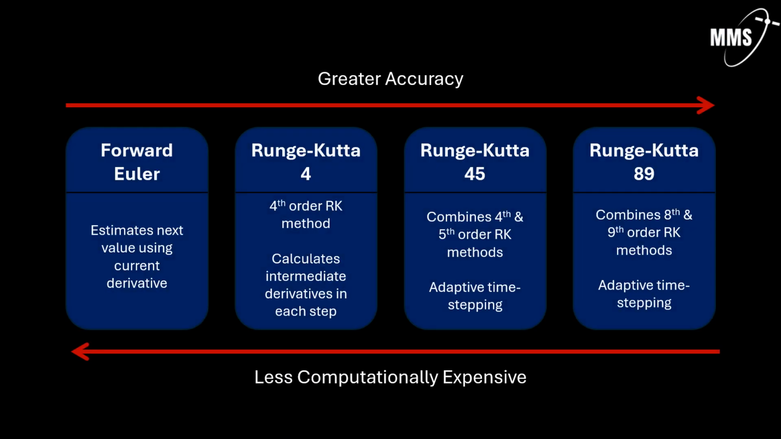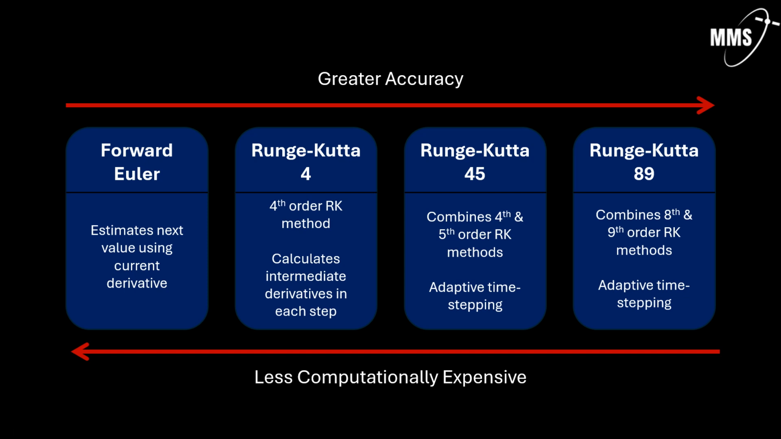There are 4 integrator types currently available in MMS, and these are Forward Euler, Runge-Kutta 4, Runge-Kutta 4.5, and Runge-Kutta 8.9, and I'll abbreviate Runge-Kutta to RK. So the Forward Euler method is a simple first-order numerical integration method that estimates the next value of a function using the derivative at the current point. It's computationally inexpensive, but can cause slight inaccuracy and instability for highly nonlinear problems.